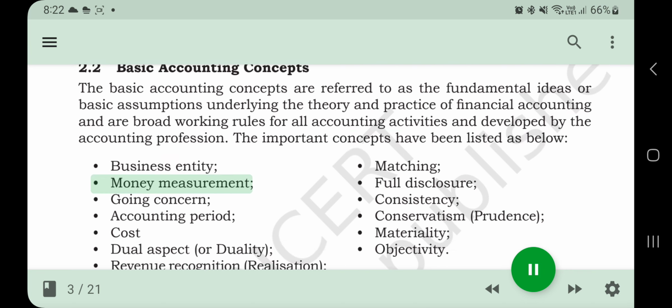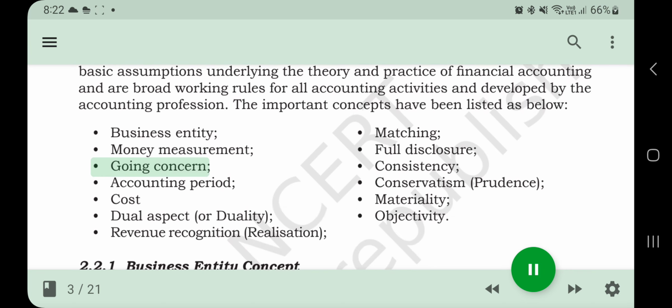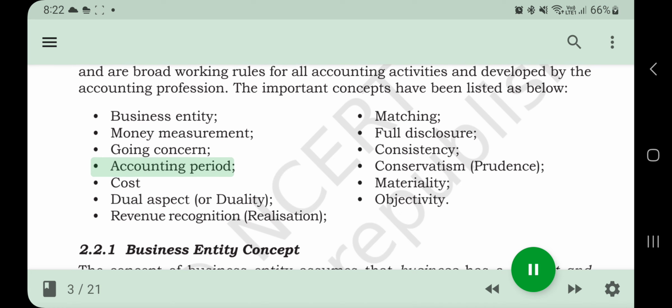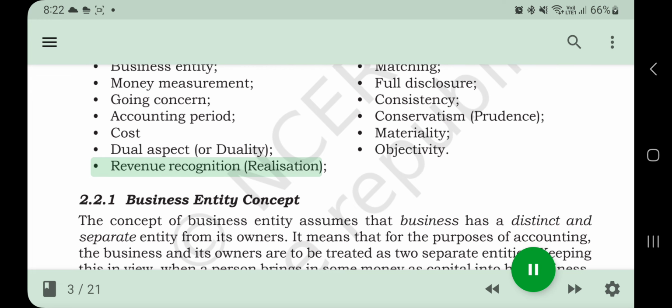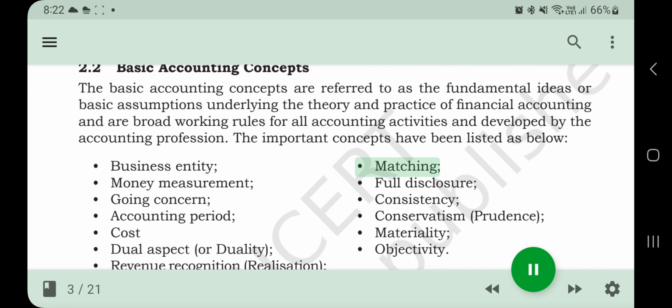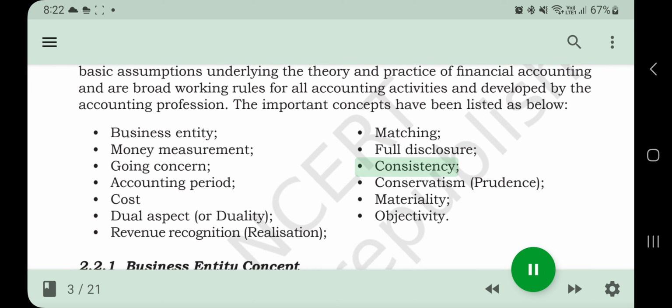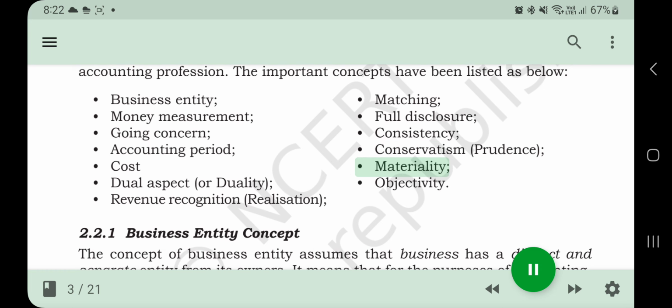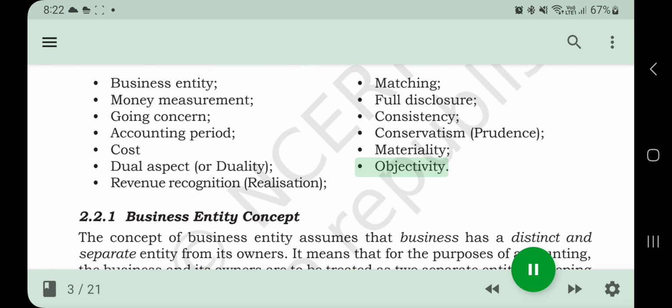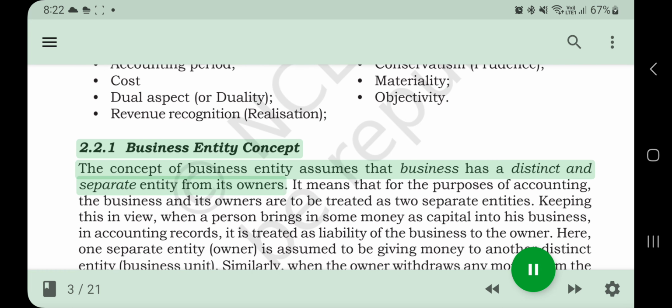The important concepts have been listed as below: business entity, money measurement, going concern, accounting period, cost, dual aspect or duality, revenue recognition, realization, matching, full disclosure, consistency, conservatism, prudence, materiality, objectivity. 2.2.1 Business entity concept. The concept of business entity assumes that business has a distinct and separate entity from its owners.